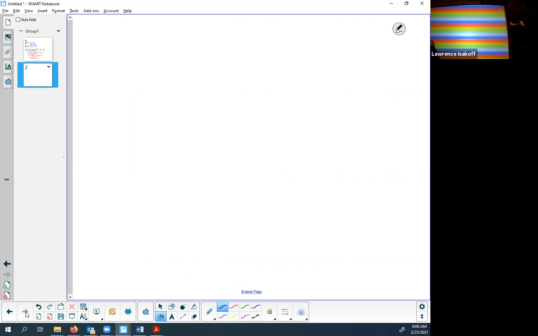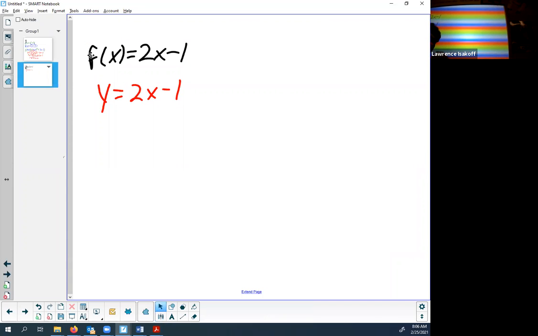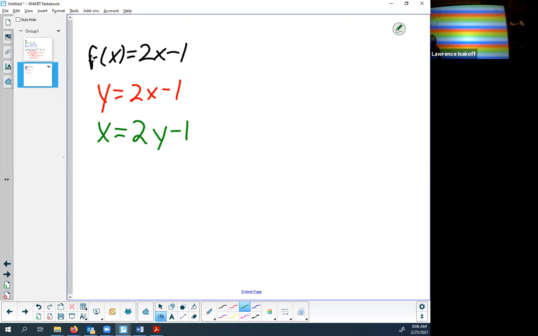So I am told that f of x is equal to 2x minus 1. So first step, we write y equals 2x minus 1. Flip your x and y. So wherever you see the letter y, replace that with the letter x. Wherever you see the letter x, replace it with the letter y. X equals 2y minus 1. Now my goal here is to just solve for y.